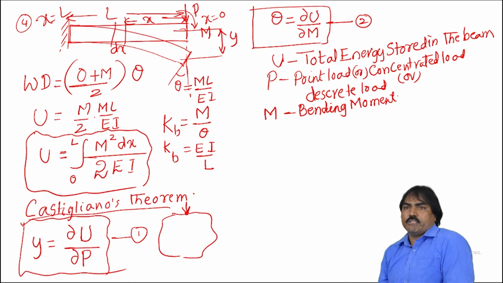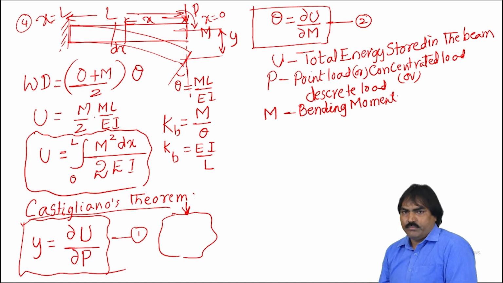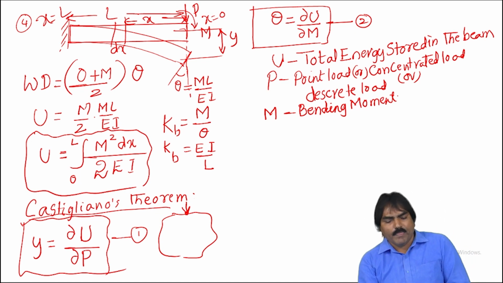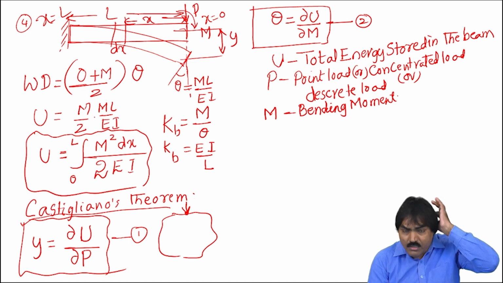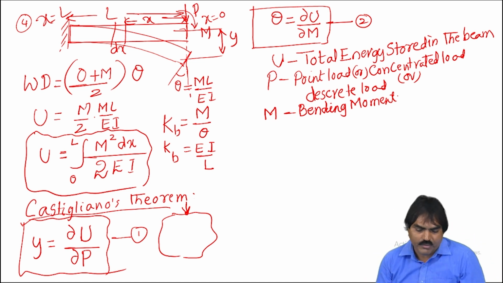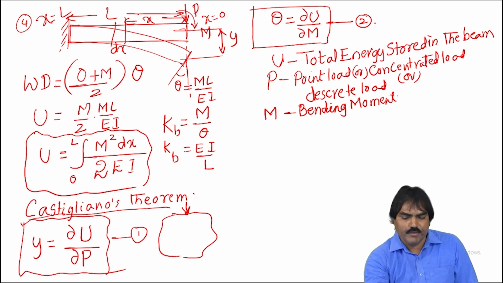So you must know first how to find the total energy in the structure. Once you know the total energy, we can find the deflection and slope by using equations 1 and 2 proposed by Castigliano. This is theorem 1. This is theorem 2 for the slope.